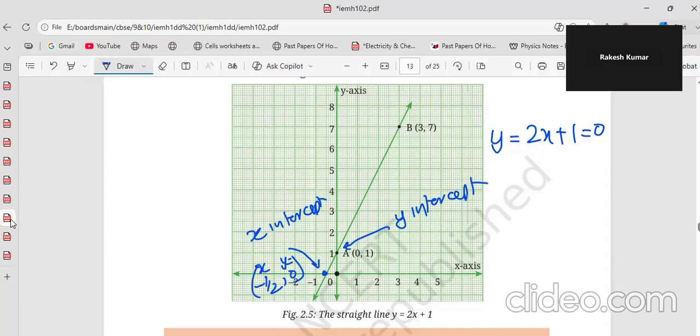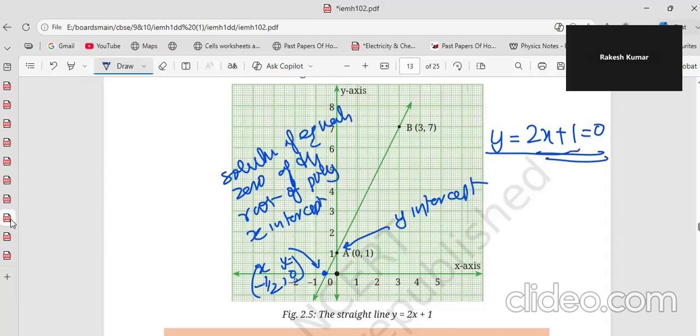This x-intercept is the root of the polynomial. This is the zero of the polynomial, the solution of the equation. This is a polynomial, and this is an equation. The y-intercept is 1, the x-intercept is minus half. This is the root, zero of the polynomial, or the solution of the equation.